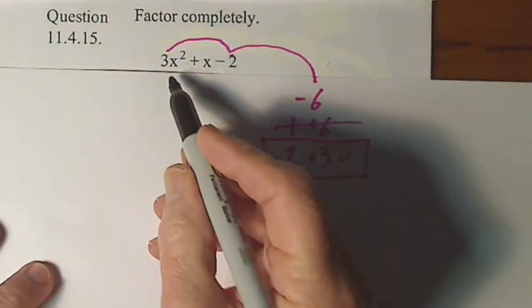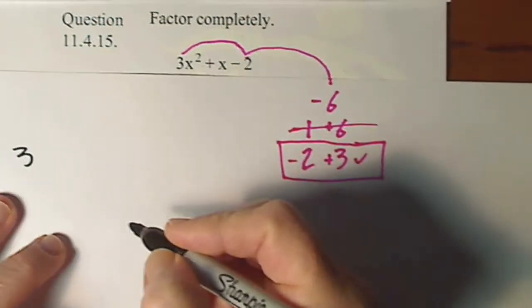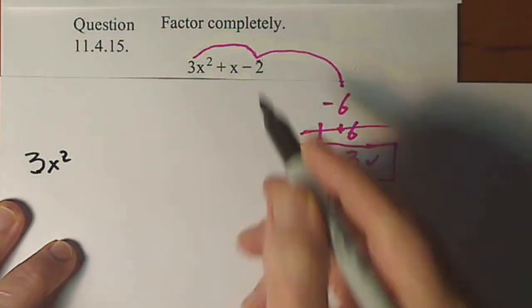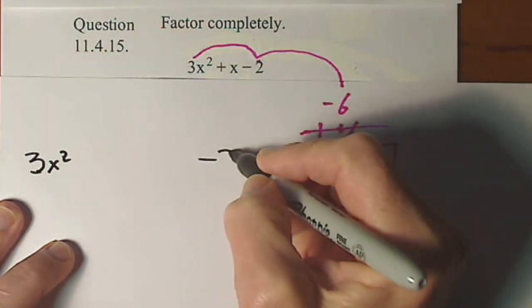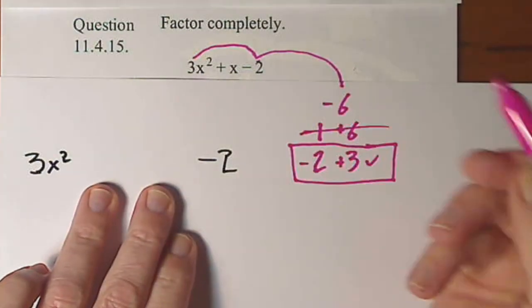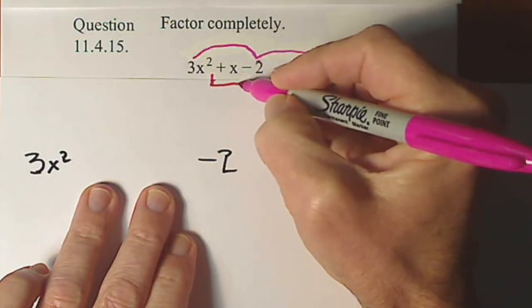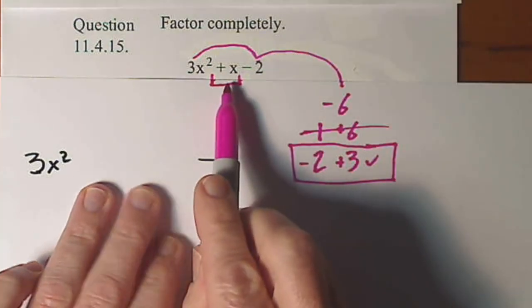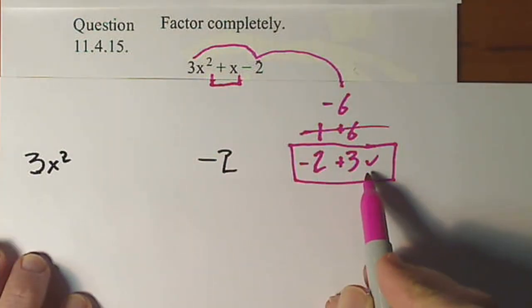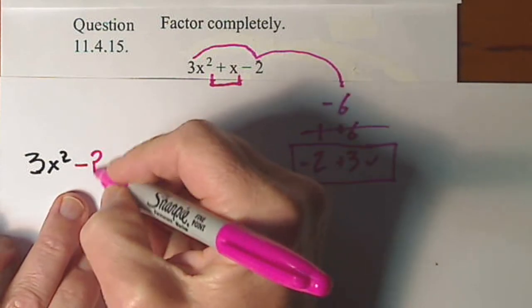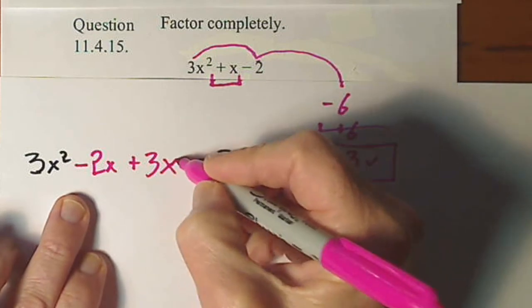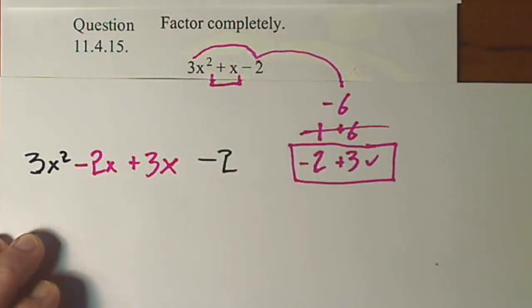Okay, so I'm going to use these 2 values in rewriting this trinomial. Alright, you keep your 3x squared and your negative 2. But these middle 2 terms, I'm turning a trinomial into a polynomial of 4 terms. I need to rewrite plus 1x. Plus 1x is now going to be written minus 2x plus 3x. And you see, if I put them together, I just get right back where I started.